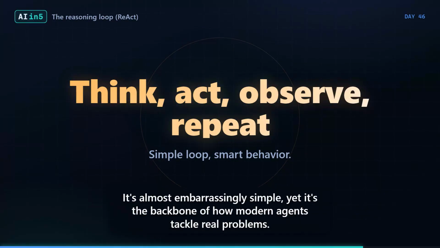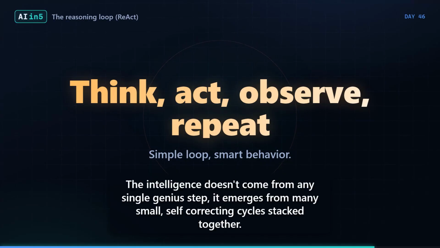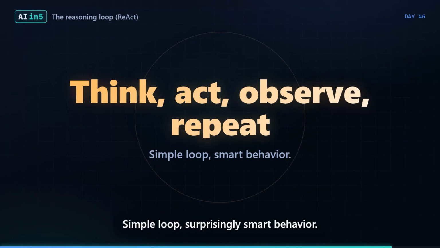So that's REACT. Think, act, observe, repeat, until done. It's almost embarrassingly simple, yet it's the backbone of how modern agents tackle real problems. The intelligence doesn't come from any single genius step. It emerges from many small, self-correcting cycles stacked together. Simple loop, surprisingly smart behavior. That's the heart of agentic AI.